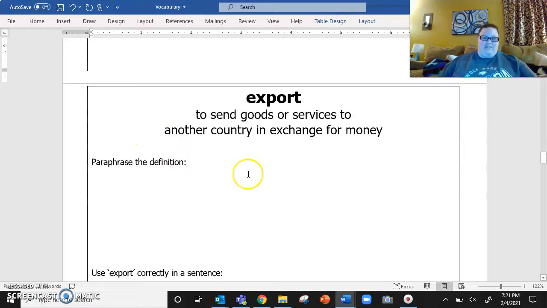Our next word, export. Export. This is to send goods or services to another country in exchange for money. Okay, so we have export when we are sending something away for money. If I make highlighters, right? And I am going to make 1,000,000 highlighters and then I'm going to send them to another country. What am I doing? Give it to me in one word. Yes, I'm exporting it. Thank you. I need a synonym. Try again.